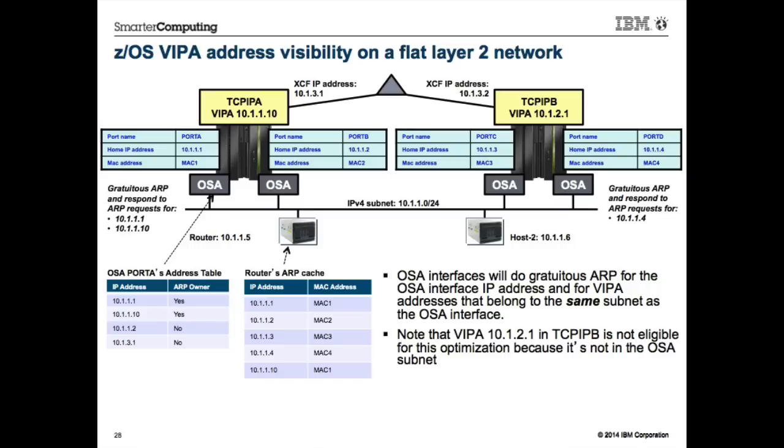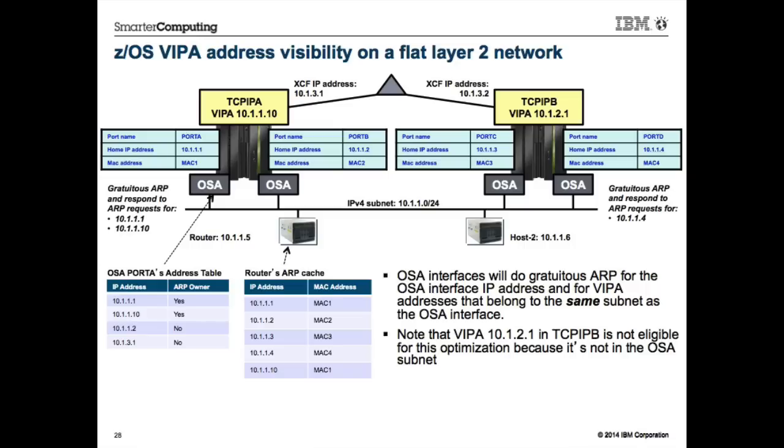So if you look at OSA A's address table, he knows that he's the ARP owner for 10.1.1.1 and the ARP owner for 10.1.1.10. 10.1.1.2 is on the other OSA, so he's not responsible for that. And 10.1.3.1 is not in the same subnet because it's an XCF IP address, so he doesn't ARP for that.